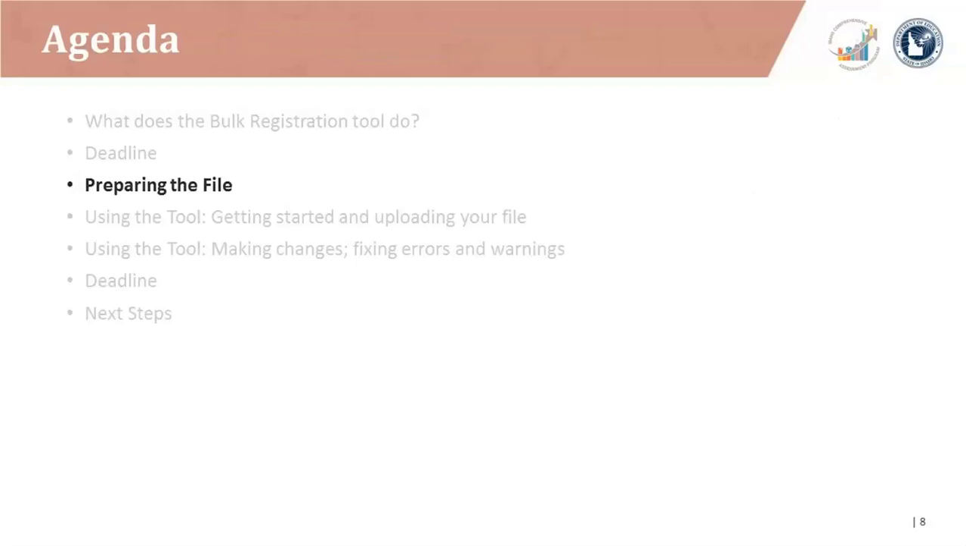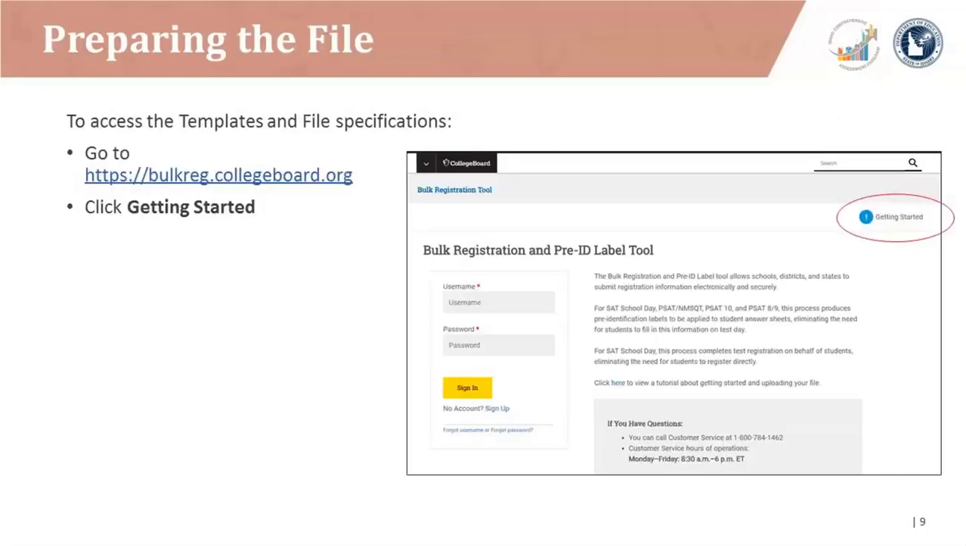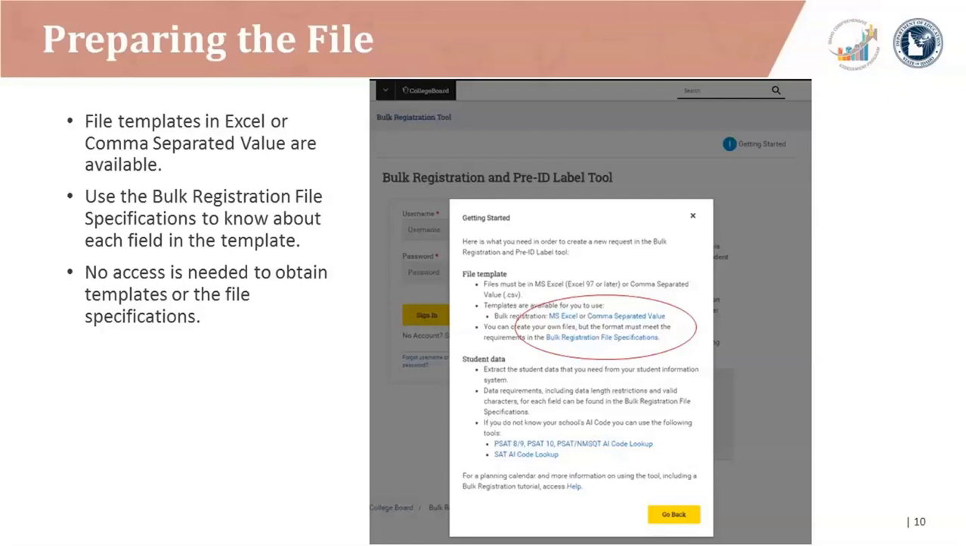How do you prepare the bulk registration file? Well, first, to access the templates and the file specifications, please go to the website that you see on the screen, bulkreg.collegeboard.org, and click Getting Started. File templates in Excel or comma-separated value or CSV are available. Use the bulk registration file specifications to know about each field in the template. No access is needed to obtain the templates or the file specifications.